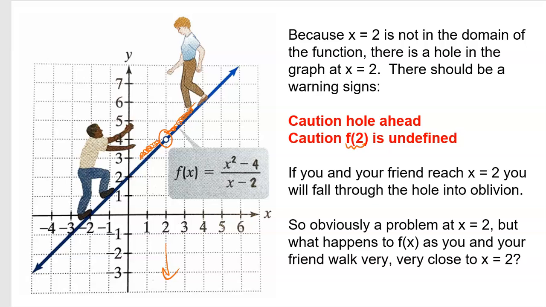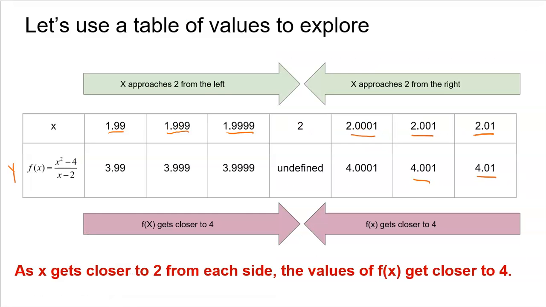And you can actually see this in the graph. As I get closer and closer to an x value of 2, you can actually see that the y value is 4. But again, there's nothing at 4. 4 is where the hole is, but I'm getting really, really close to 4. So just as x is getting really, really close to 2, the y is getting really, really close to 4.